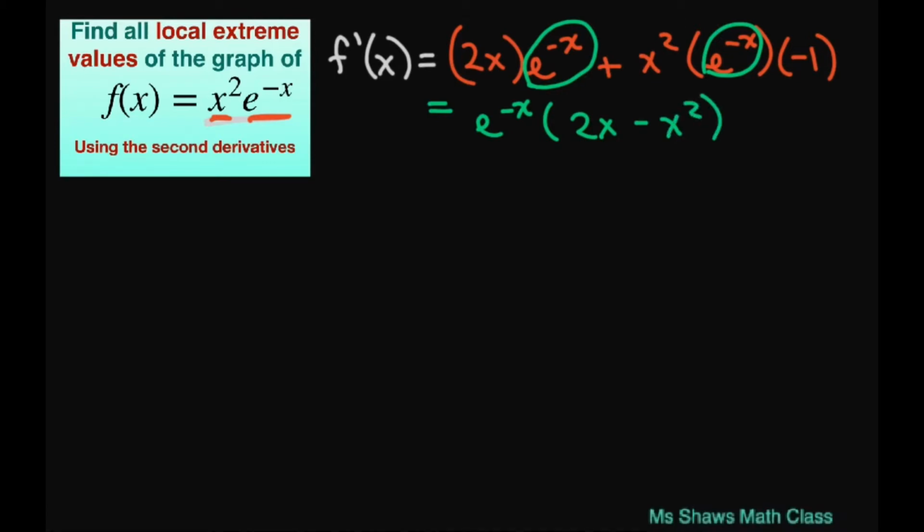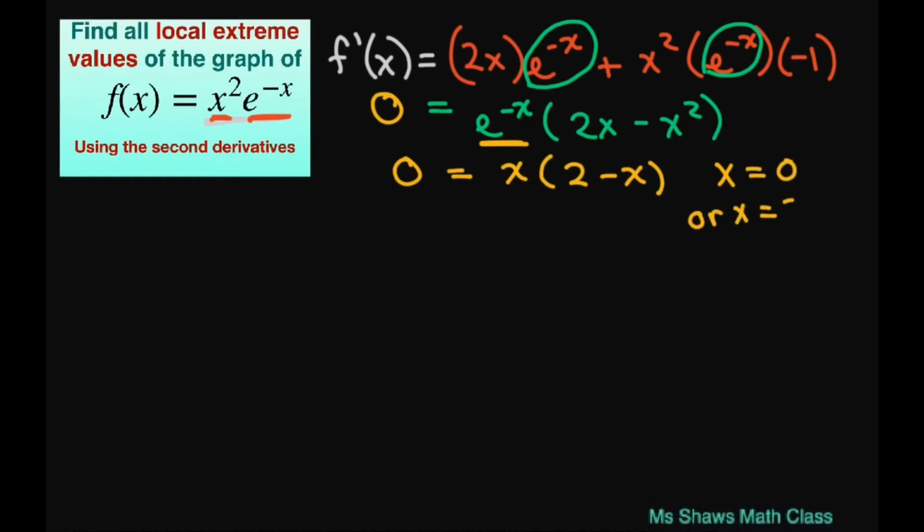So let's go ahead and set this equal to 0 to find our horizontal tangents. And if you do that, we don't need to look at that. So we just really have 0 equals, and I'm going to factor out an x. So you factor out an x, and you're going to get 2 minus x. So we have x equals 0, or x equals 2. So we're going to be looking at those in just a minute.